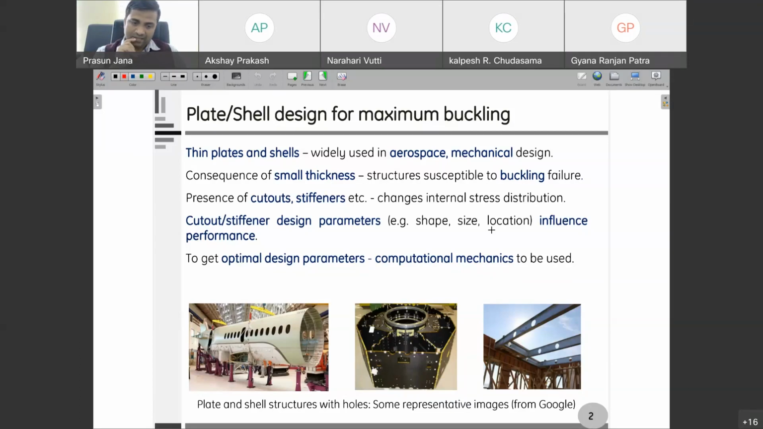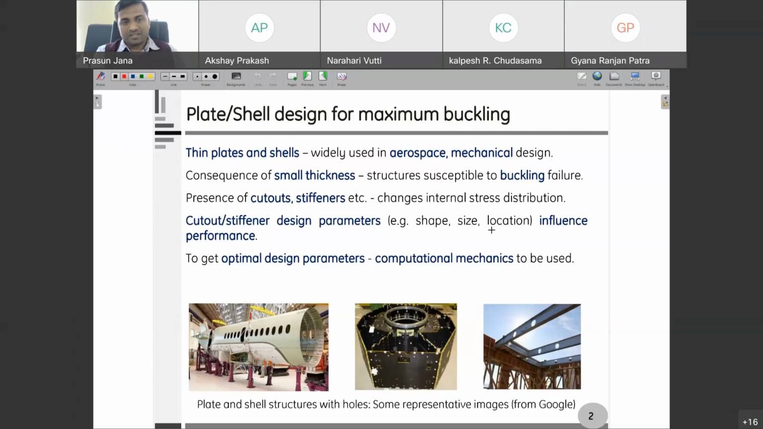because in these engineering fields, weight is an important criterion. You have to have a lighter, weight sensitive structure to save fuel and so on. That's why we use thinner structures, but we have to have sufficient strength for those structures.